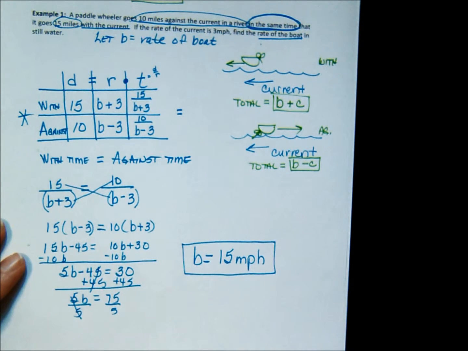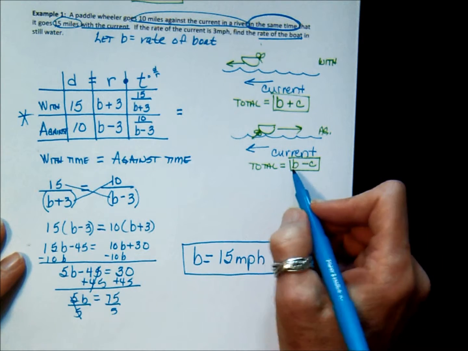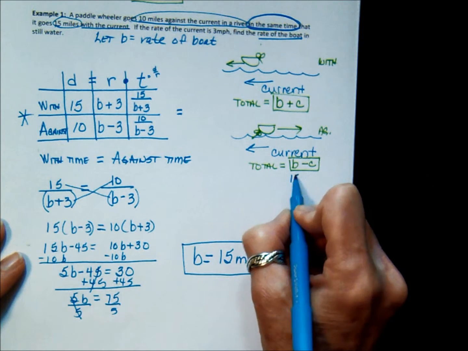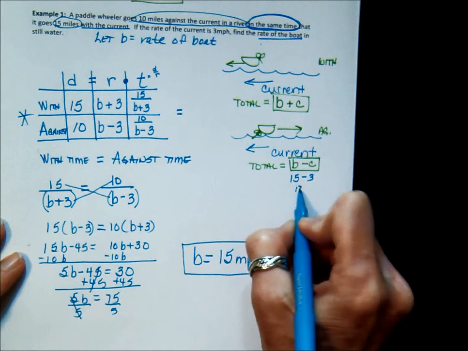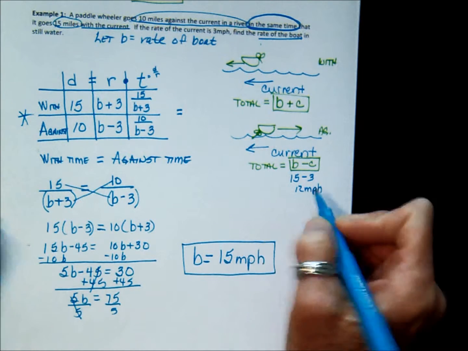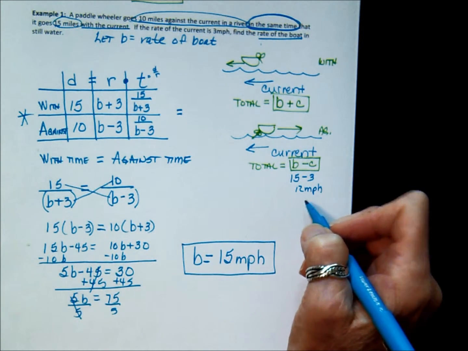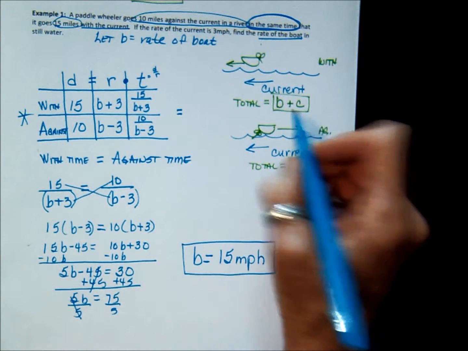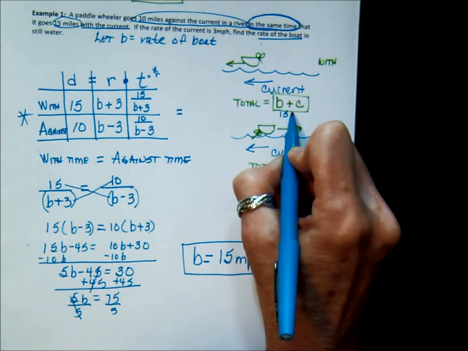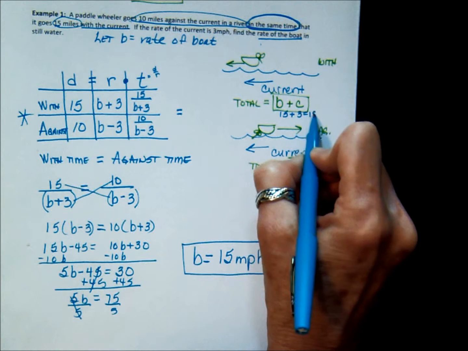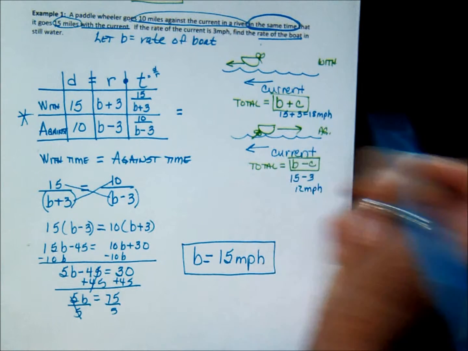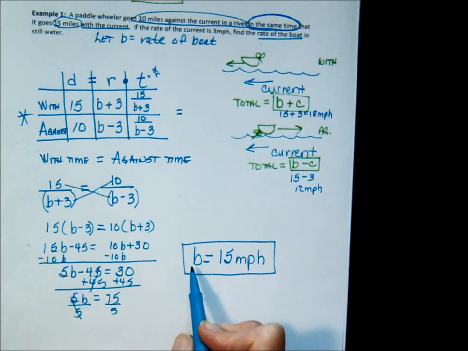15 miles per hour. So that would mean that when it was going against the current, it would be 15 minus 3, or 12 miles per hour. The problem didn't ask that. I'm just showing you. And when it was going with the current, it would be 15 plus 3, or 18 miles per hour. But the answer that we're looking for is right here. The rate of the boat is 15 miles per hour.